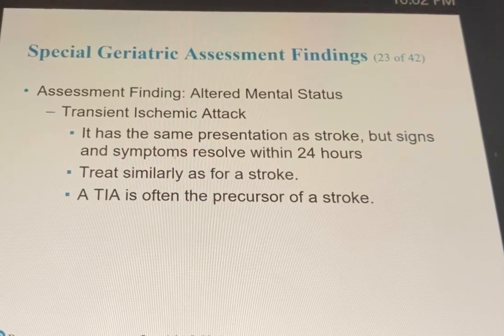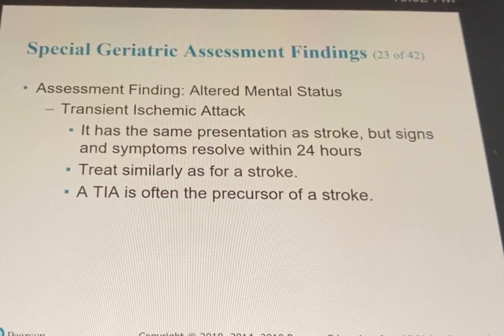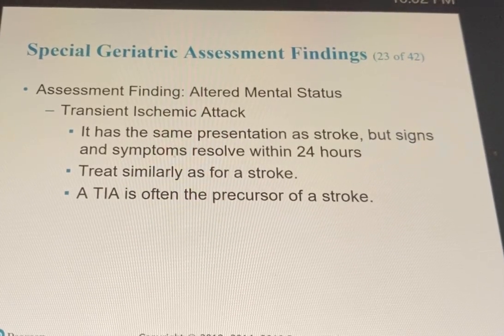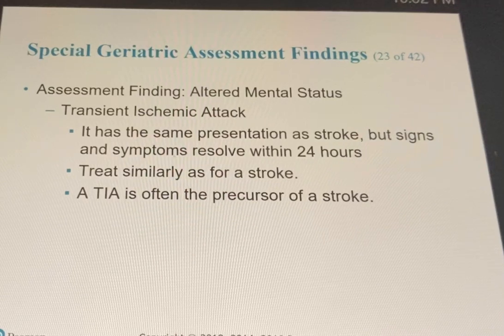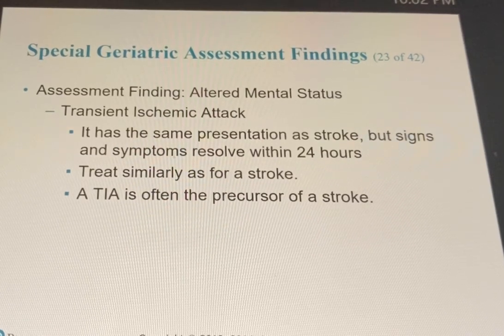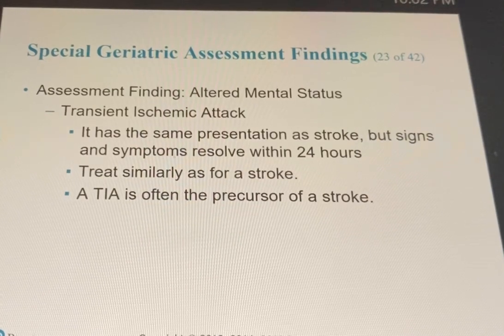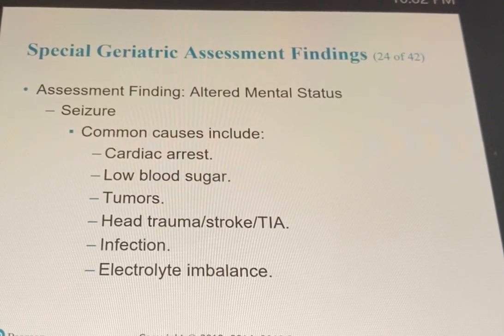All right. So, a TIA, no permanent neurological dysfunction occurs with a TIA. This is a transient ischemic attack. This is caused when blood supply to an area of the brain is temporarily occluded, causing a malfunction of brain tissue that is not being perfused.